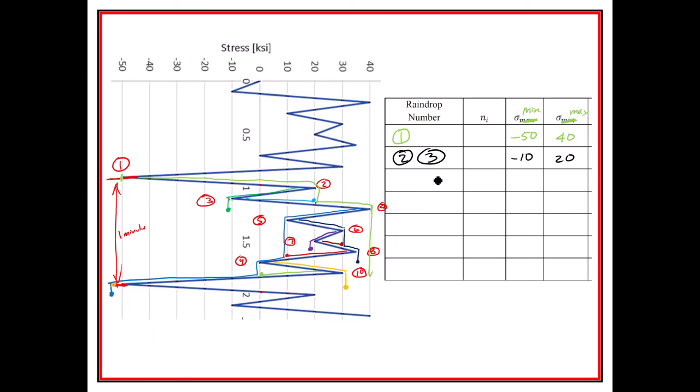So let's see if there's any more that fall into that category. So we have 4. 4 comes from 40, and you can track it all the way down. It goes all the way down 40 to -50, which is actually up here. Okay, so we have yet another cycle of there, another half cycle.